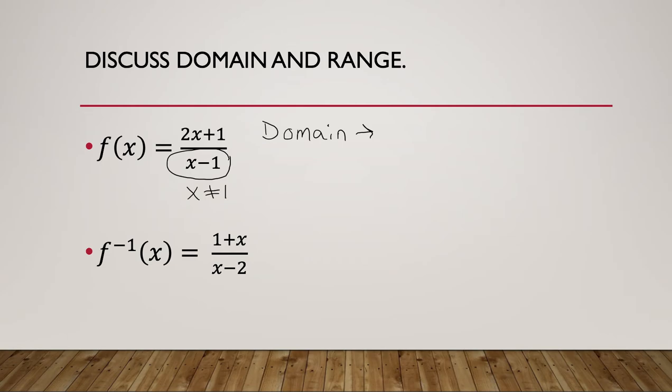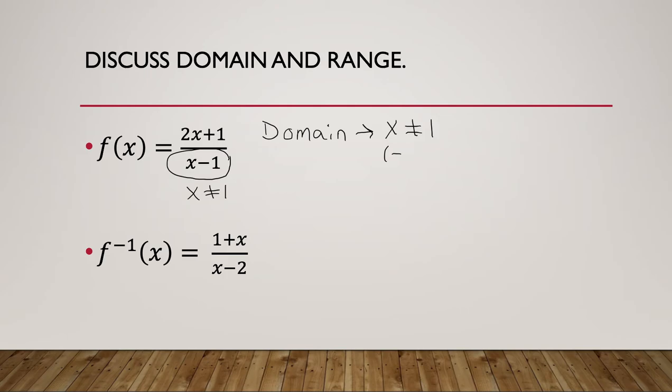Every other x value should be okay, but plugging a 1 in is going to create a 0 in the denominator, which is going to be a problem. So for my domain, you can write it really any way that you choose. You can write it x is not equal to 1.